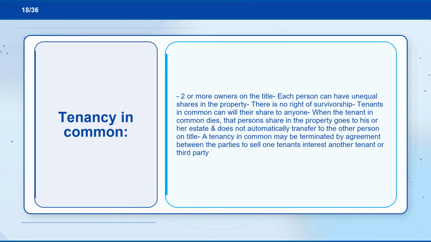Flashcard 18. Term: tenancy in common. Definition: two or more owners on the title. Each person can have unequal shares in the property. There is no right of survivorship. Tenants in common can will their share to anyone. When a tenant in common dies, that person's share in the property goes to his or her estate and does not automatically transfer to the other person on title.